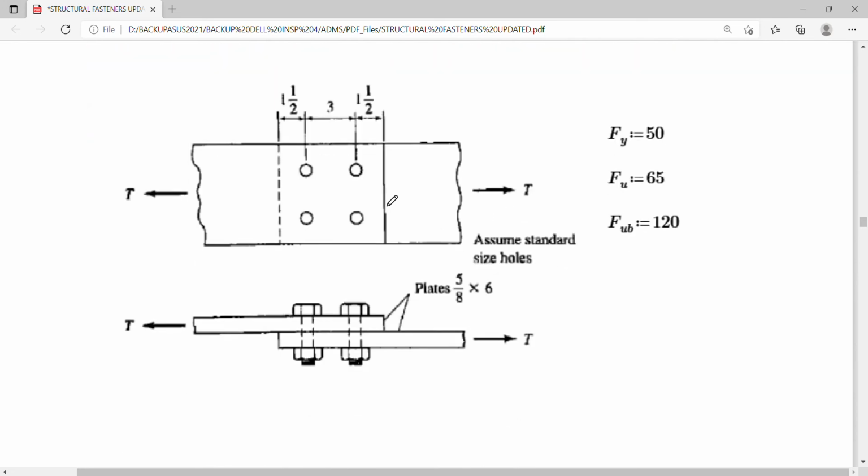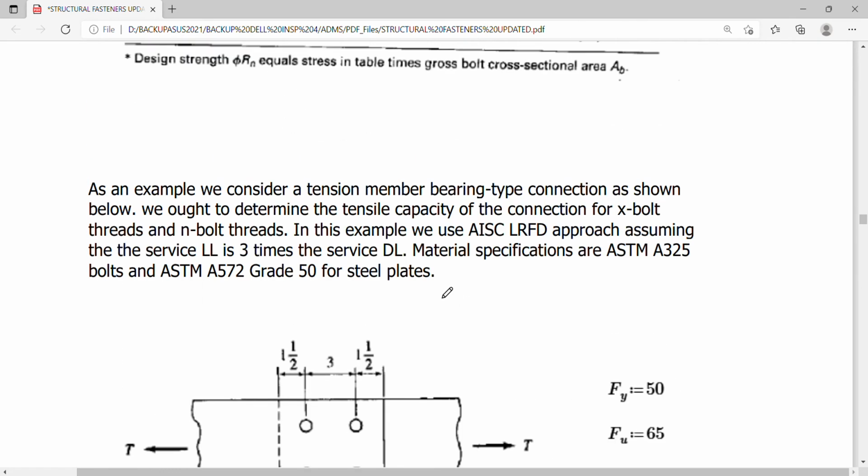So material specifications are ASTM A325 bolts and ASTM A572 grade 50 steel plate. Okay, so this is simply a steel plate with this connection. Length of connection is 6 inches in total. Fy, Fu, and Fub are given. So we assume standard size holes. Plates are 5/8 by 6, so the thickness is 5/8.